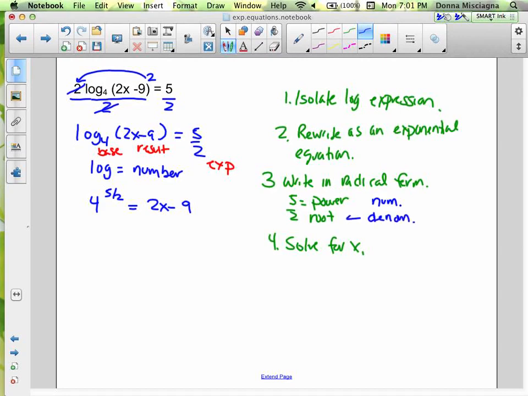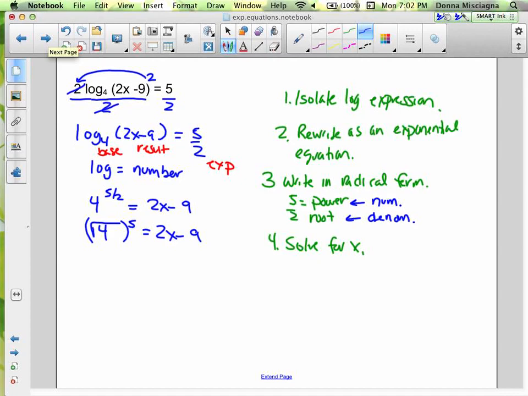All right, so this is just kind of going back to solving radical equations. We're going to rewrite that as the square root. We could put the 2 here, but we don't need to. It's understood that if there's no index, we want square root. And we're going to raise that to the 5th power, equals 2x minus 9. Now it's just a simple evaluate and solve.